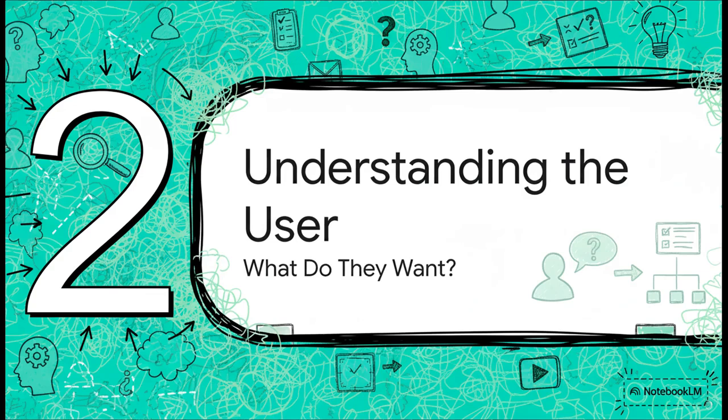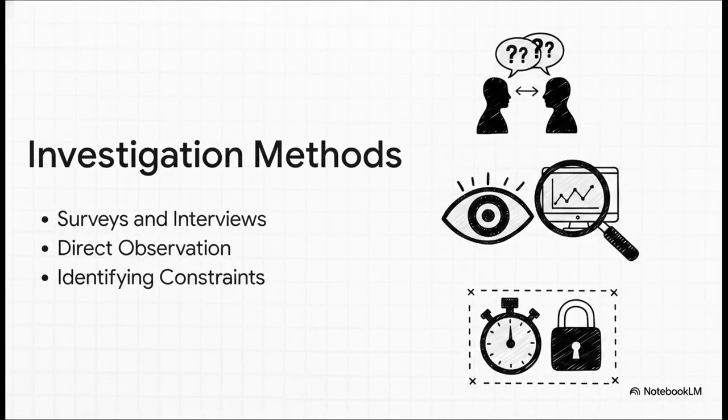Moving on to phase 2, understanding the user. What do they actually want? Because honestly, before you write a single line of code, you have to figure out the actual requirements. You can deploy surveys, do interviews, or rely on direct observation. But crucially, you also need to identify your constraints. Knowing your limits up front, like strict data caps or tight time limits, is just as important as knowing what the user is dreaming of.